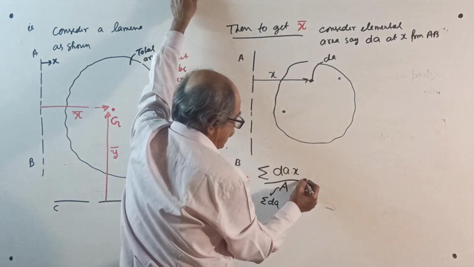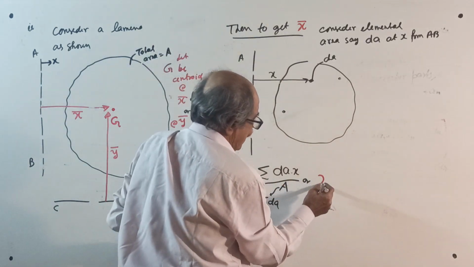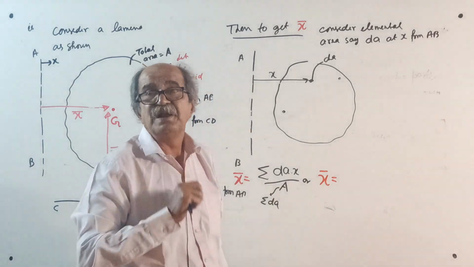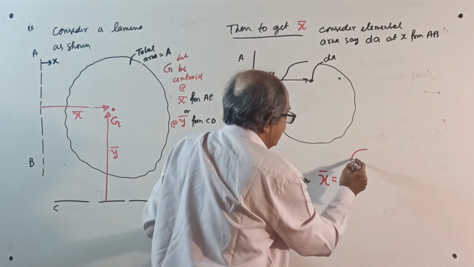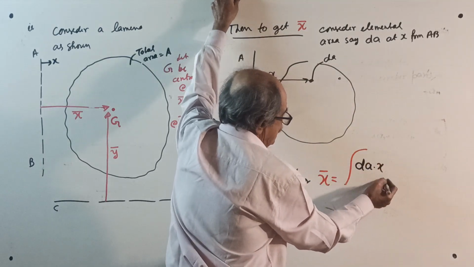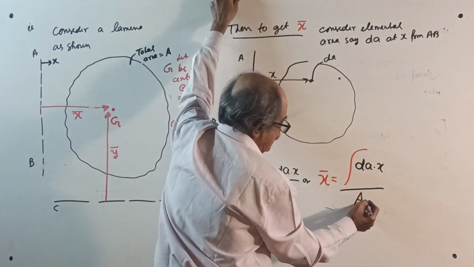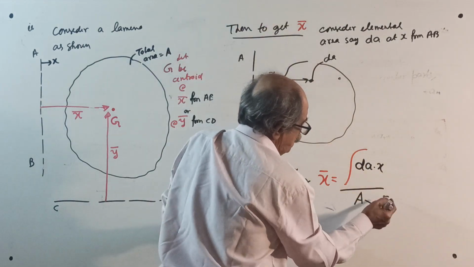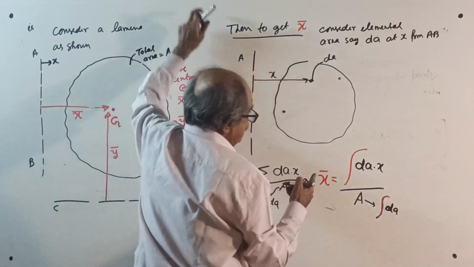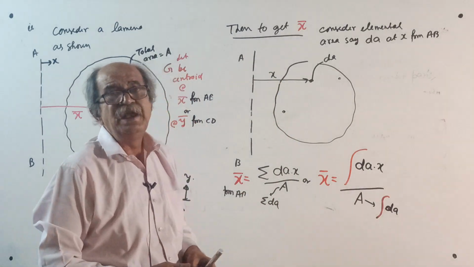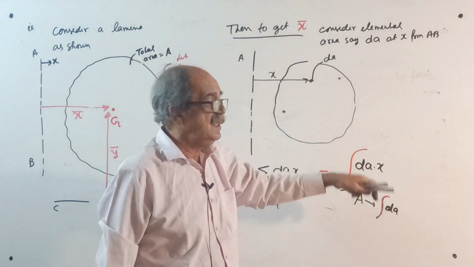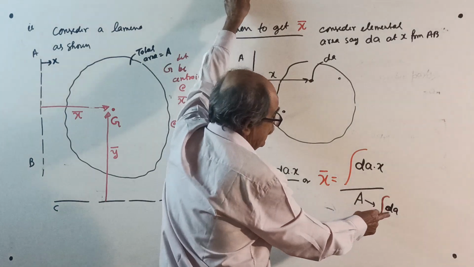Or x bar is also equal to, remember, sigma means integration, you should know it. It is the integration of dA into x divided by total area, that is the integration of only dA. The numerator is the integration of dA into x. The denominator is the integration of dA, just as A1x1, A2x2 were divided by total area.